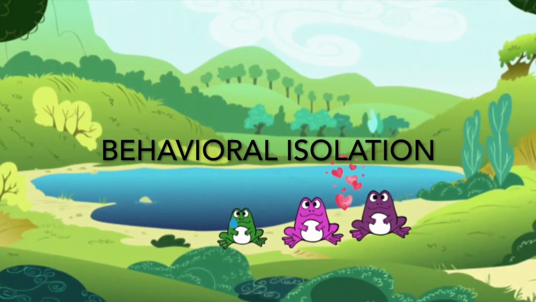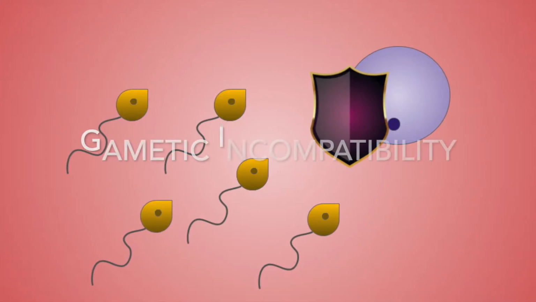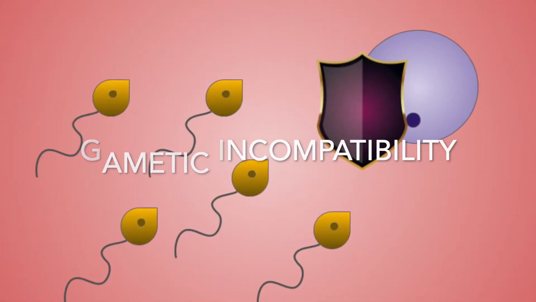And then there's behavioral isolation. And this is when potential mates actually meet, but they end up choosing members of their own species. No! And then there's also mechanical isolation. This is when copulation is attempted, but the transfer of sperm does not happen because of physical incompatibility. What? As for postzygotic barriers, an example is gametic incompatibility.